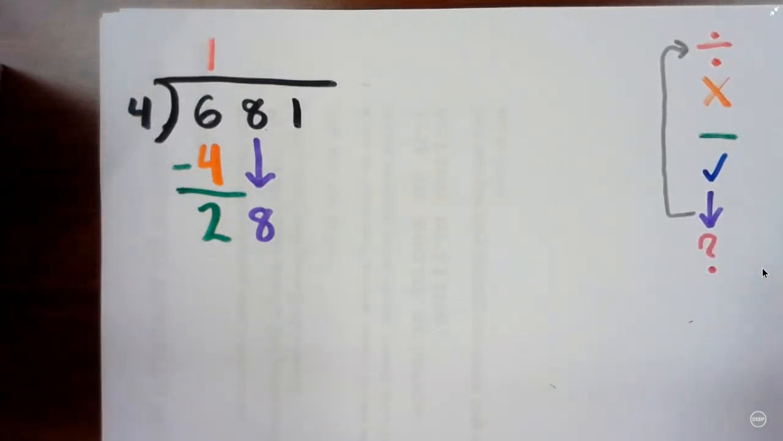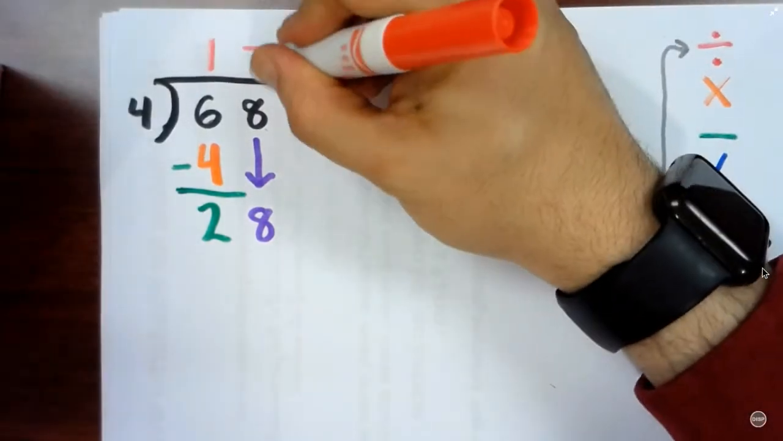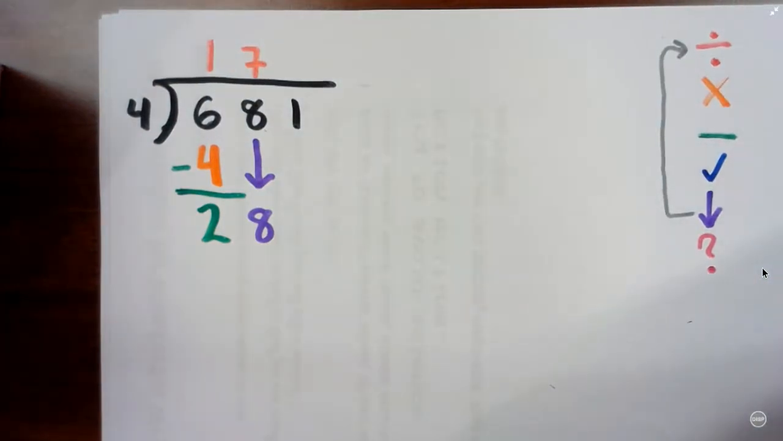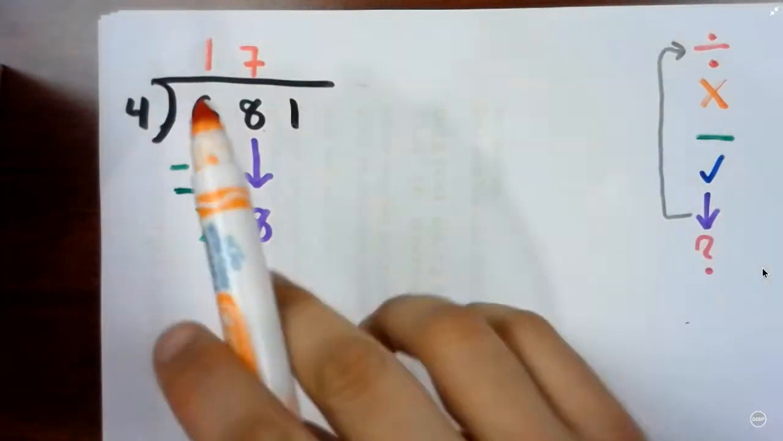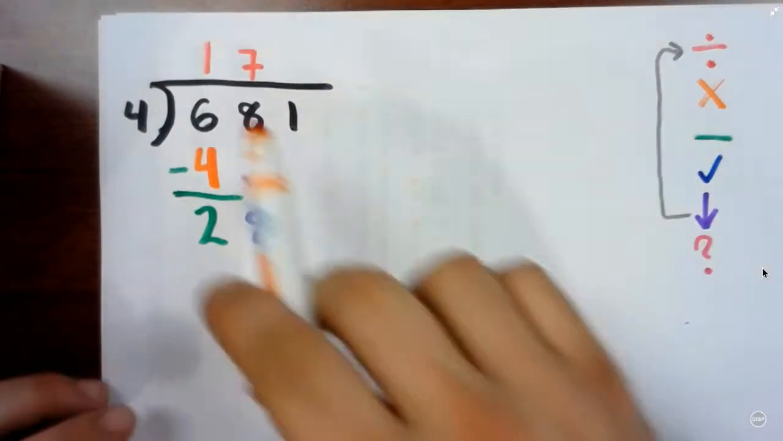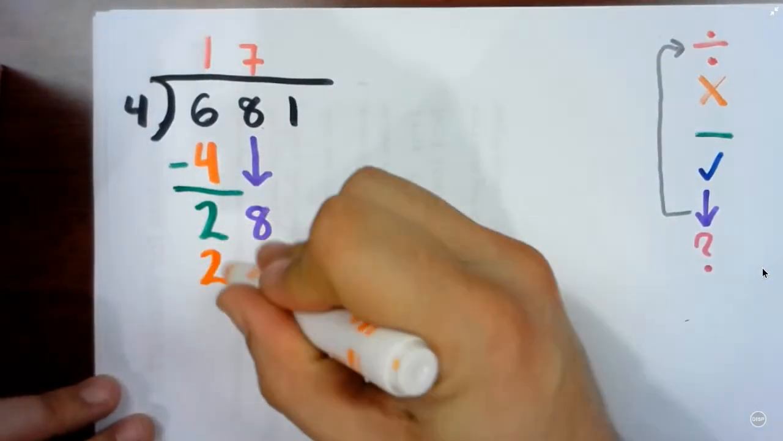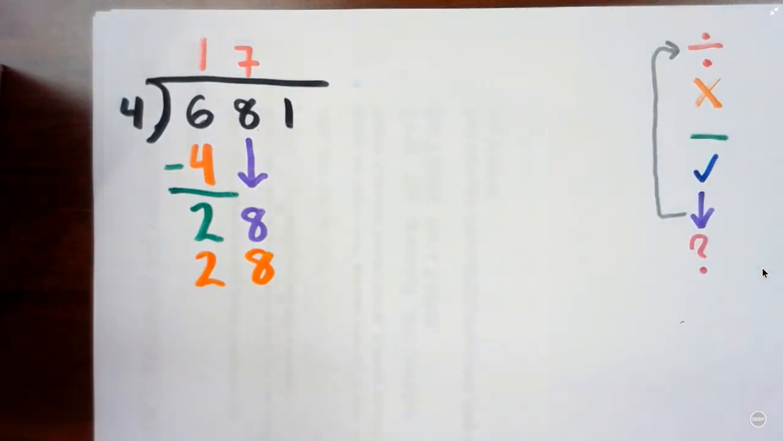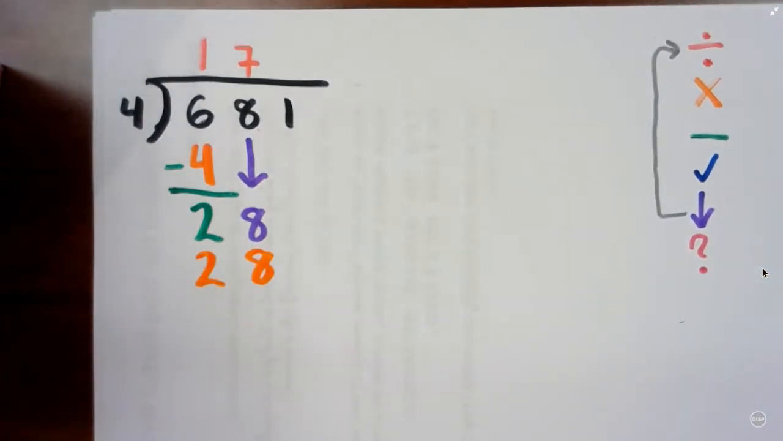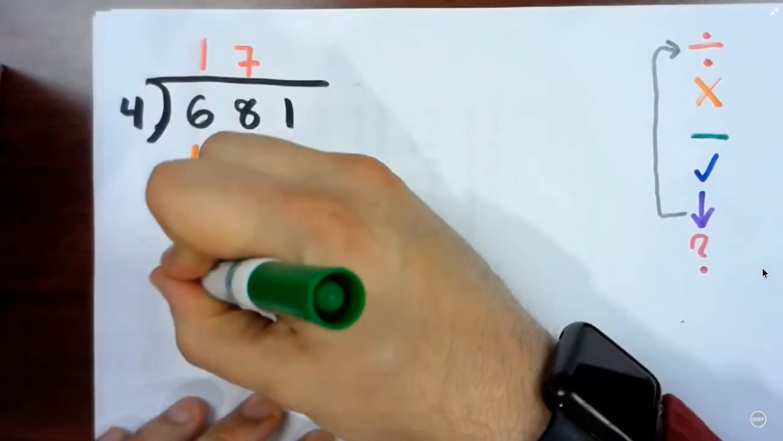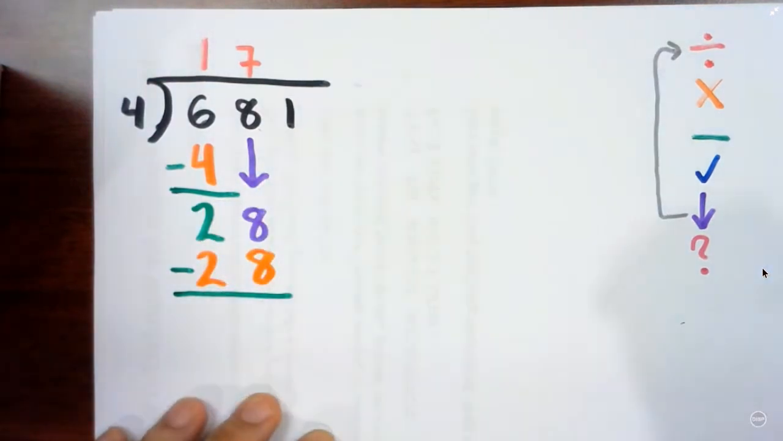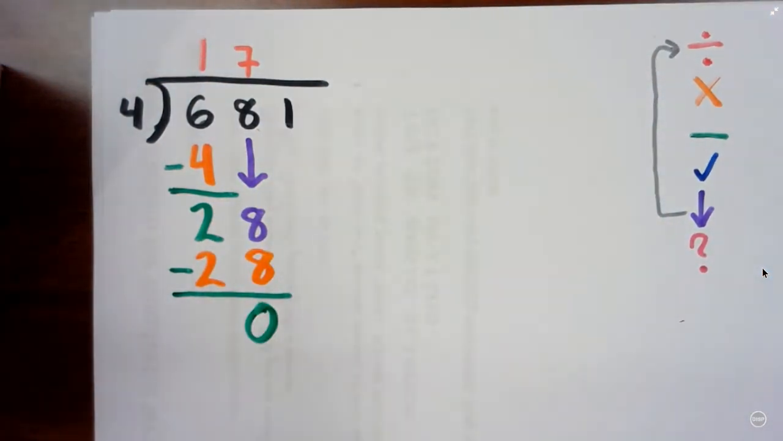Four goes into 28. How many times? 7. And I know that because now it's time for me to go and multiply. I hope that you didn't do 17 times 4. We're just looking at the place value that we're working on. 7 times 4 equals 28. Next, I'm going to subtract. 28 minus 28 equals 0.